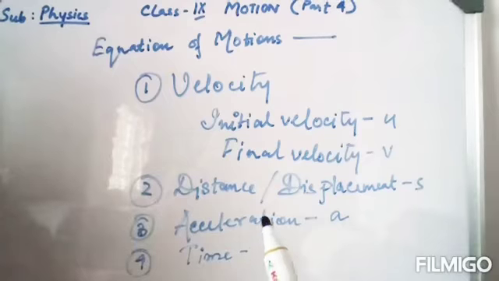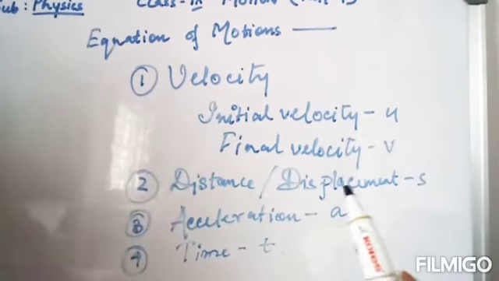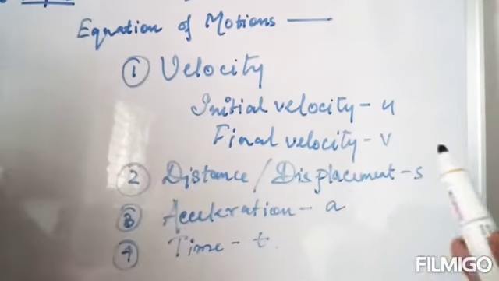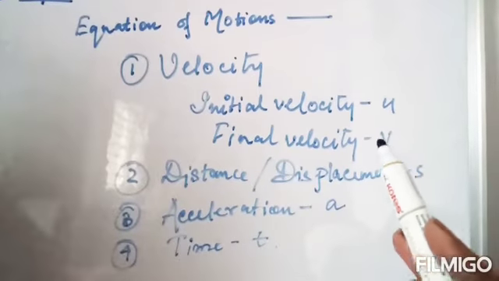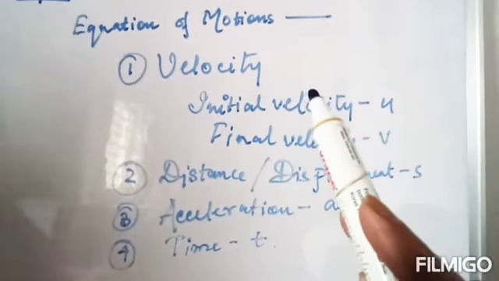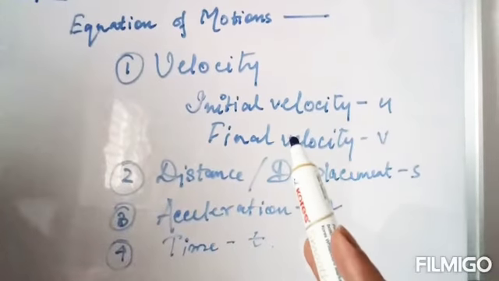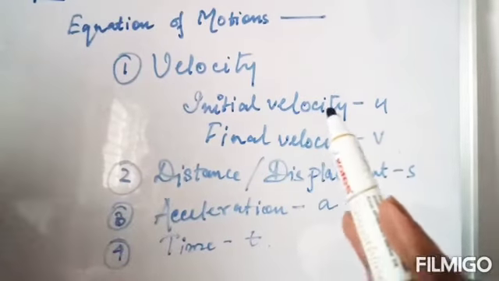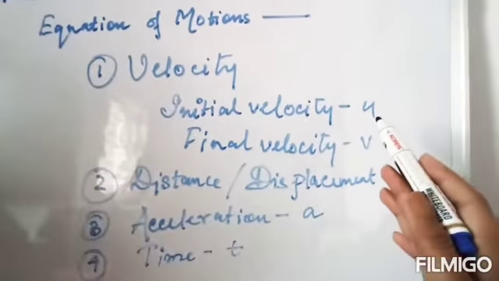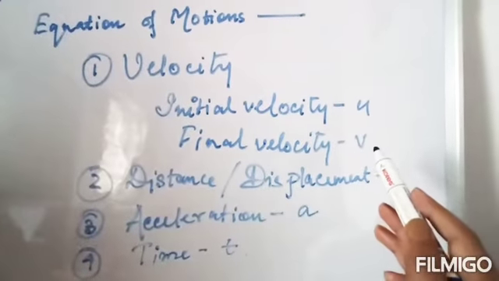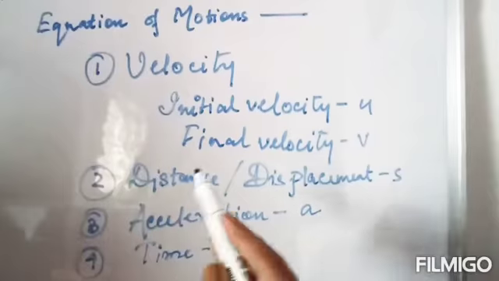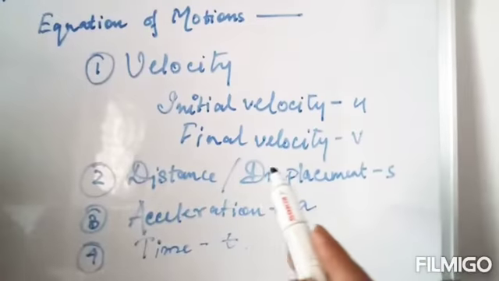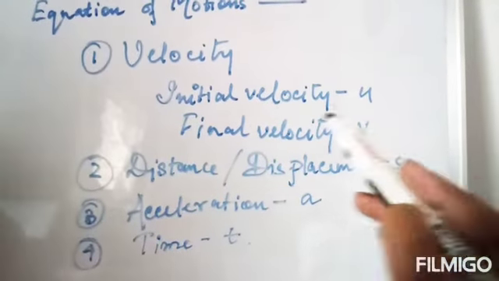Velocity is change in position with time, that is, change in distance or displacement per unit time. The starting velocity of a vehicle, body or object is known as initial velocity, denoted by the letter u. Final velocity is denoted by the letter v. Distance or displacement is the change in position, and it is denoted by the letter s.